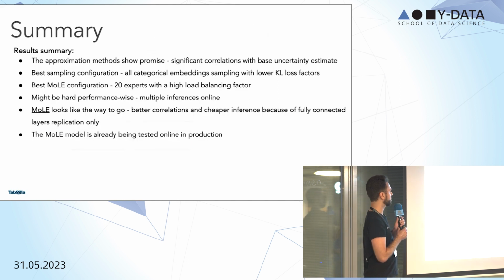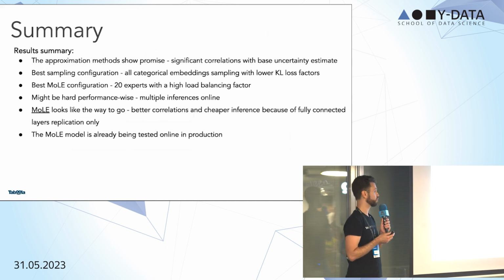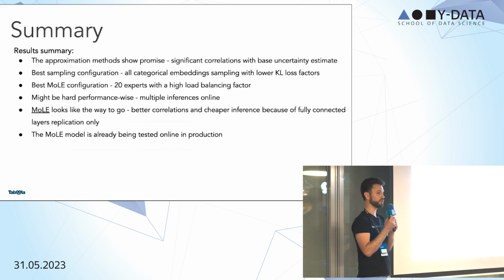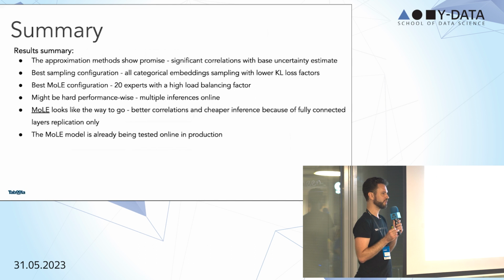And we can see that all of the approximation methods, even the sampling one, show significant correlations with base uncertainty estimate. And I remind you, it's not general. It's in the hardest case of the scores that are around half, around the score that says, I don't know nothing.